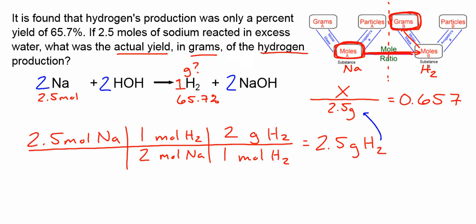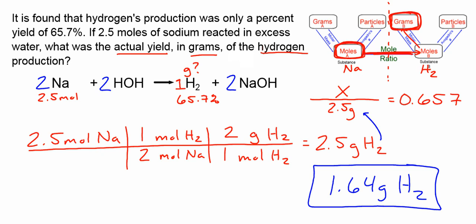actually make, my actual yield? Well, you're going to take 2.5 times 0.657 to get your actual yield. And that results in a value of 1.64 grams of hydrogen, which would go right here. This is 1.64 grams instead of my x. If you're not sure, you can always check it, and 1.64 divided by 2.5 would be 0.657.